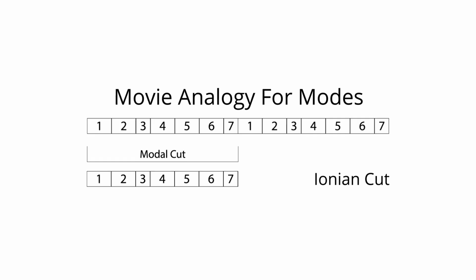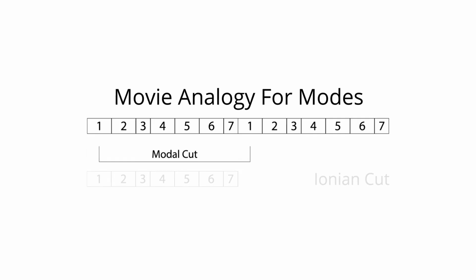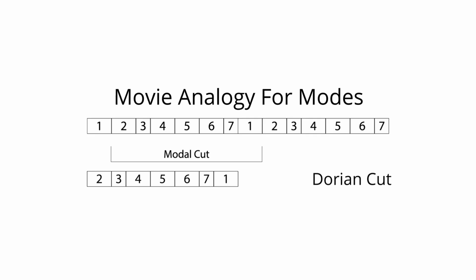Now the next version or cut will be the Dorian cut. It's basically the same movie, same series of scenes, same order of scenes, same number of scenes, but now we're just starting on scene 2, and then we're going into the next copy and we're ending on scene 1, okay? So basically start on scene 2 and go from 2 to 7, and then scene 1 is the ending of this version, okay?